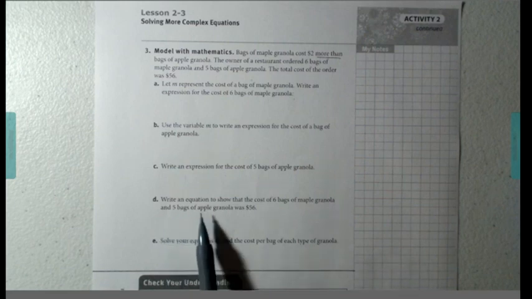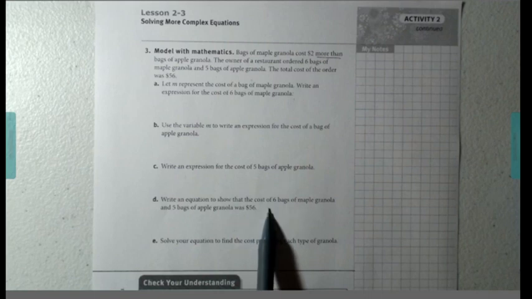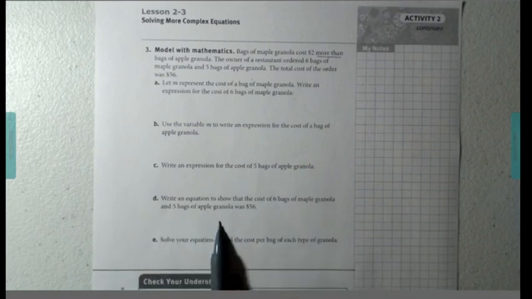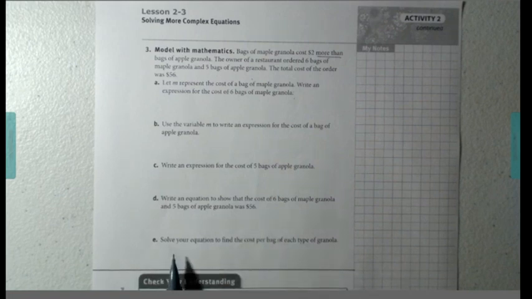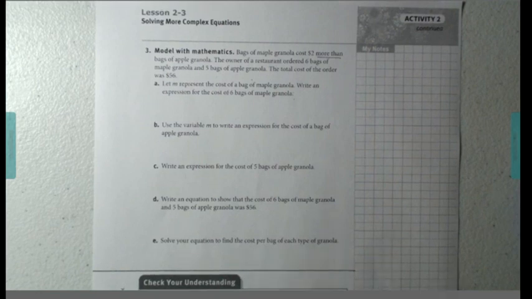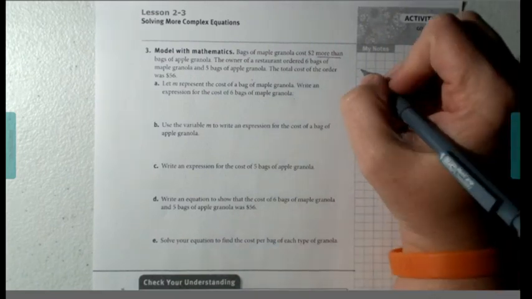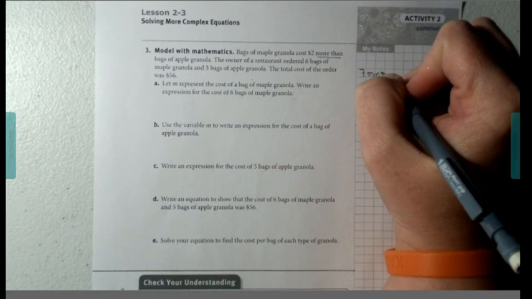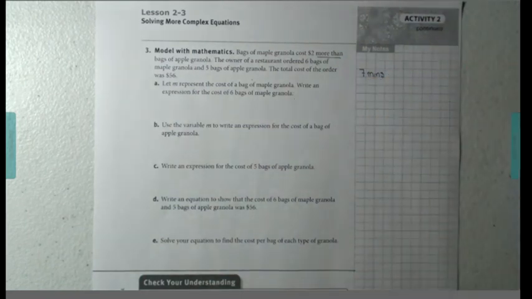D says, write an equation to show that the 6 bags of maple and the 5 bags of apple granola was $56. Last, solve your equation to find the cost per bag of each type of granola. You and your partner or your table mates will work on question 3 for 7 minutes. Go ahead and pause your video.